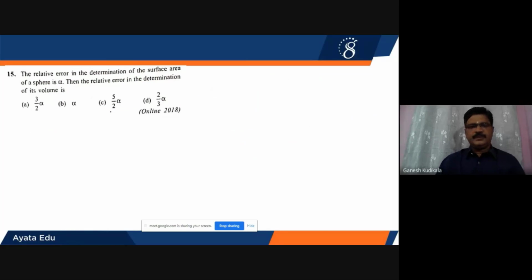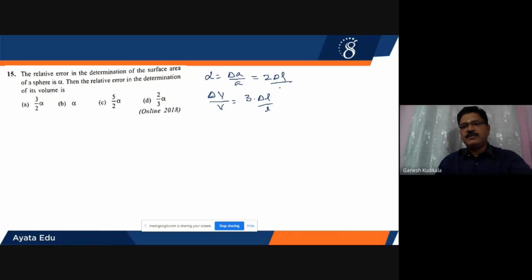Now the 15th one. The relative error in the determination of the surface area of a sphere is alpha. So alpha will be equal to delta A by A. Then the relative error in the determination of volume, delta V by V, is asked to be calculated. Delta V by V will be equal to 3 into delta L by L. Moreover, delta A by A will be equal to 2 into delta L by L, because area is proportional to L square.